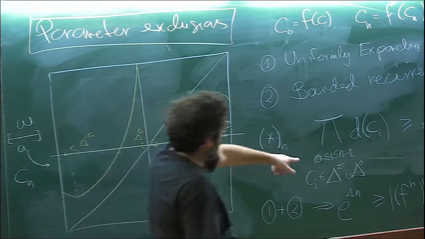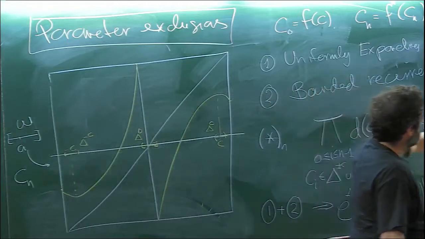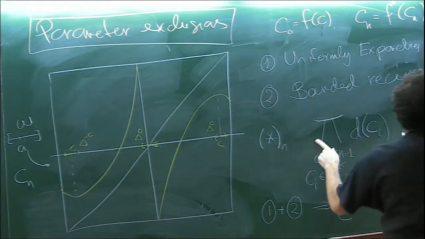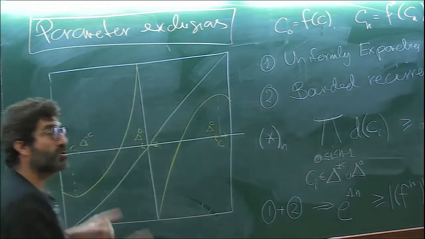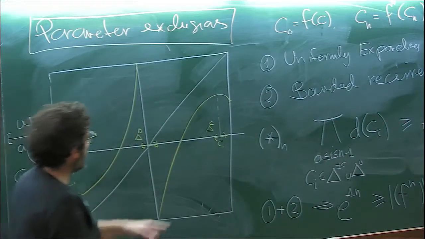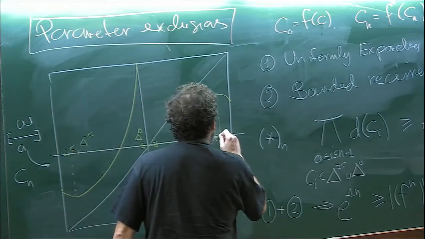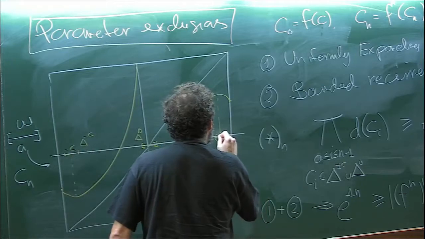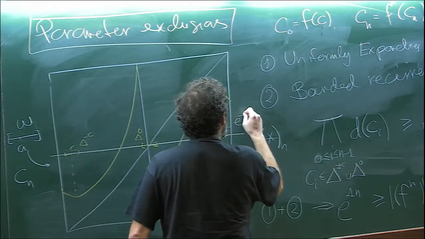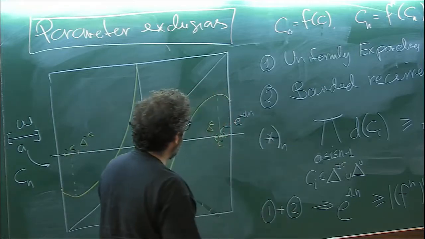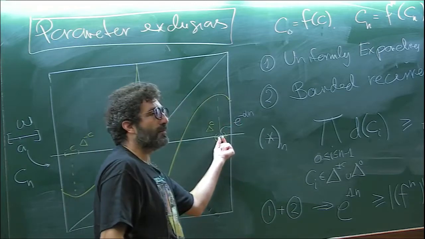So now, what is this condition here? You want to see which of these parameters fail this condition here, and which ones do not fail this condition here. And this condition here says that you're not allowed to come very close. This is something of the order of e to the minus alpha n. So at time n, you're not allowed to come in here.